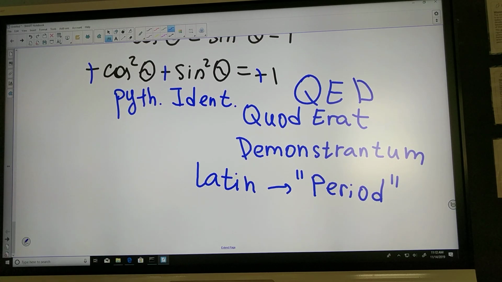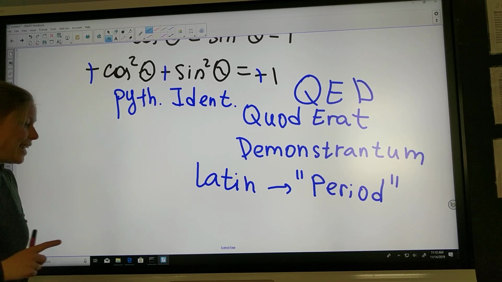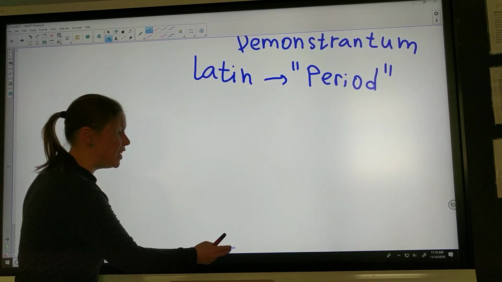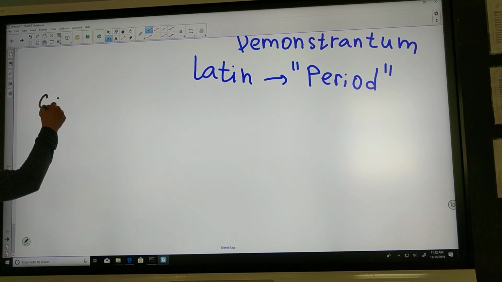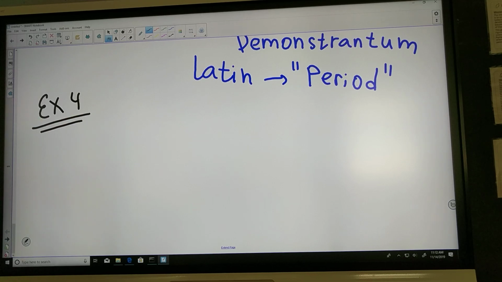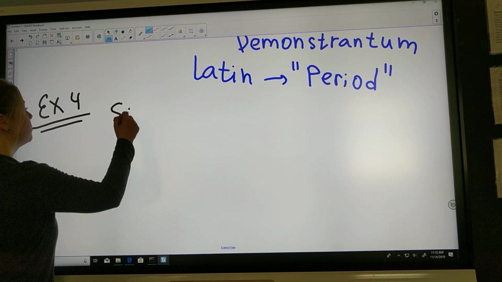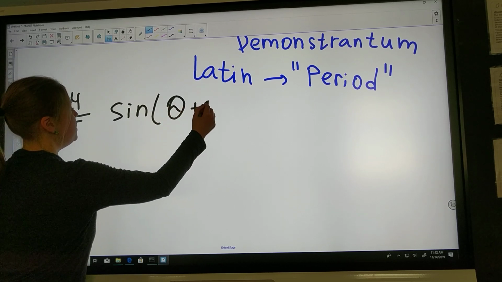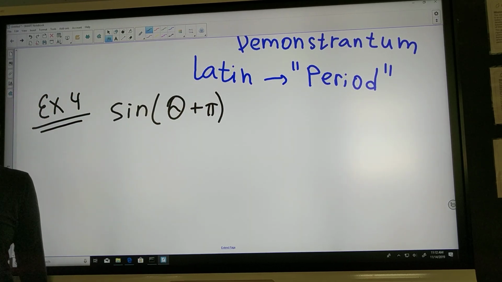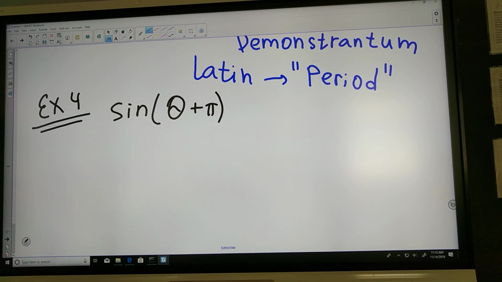Alright, last example. I promise you, last example. You said that last time. I said second to last. Now it's last. You will have a very, very similar question on your benchmark. So example 4. I need to simplify that, but I don't really have any formula to simplify. You'll have a very similar question on the test. So let me try to do it analytically.